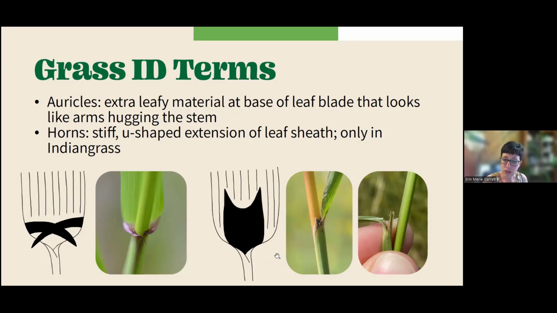And then there's a different structure called horns. And to my knowledge, at least in Illinois, there's only one grass that I've ever seen horns on, and that's Indian grass. So that's definitely a win, again, if you find it. But here's two different views. It's going to be this kind of stiff extension of the leaf sheath that goes up rather than out and around like an auricle. So you can see kind of blunt horns on this example versus really tall ones on this one over here. Okay.